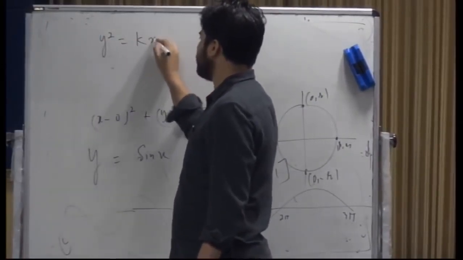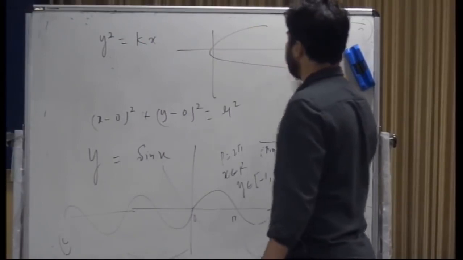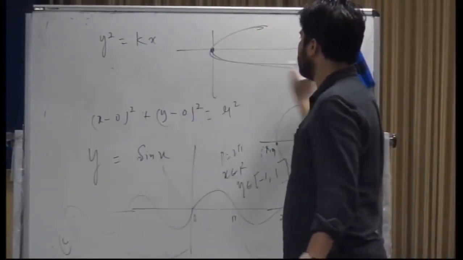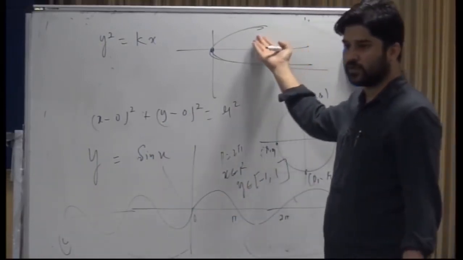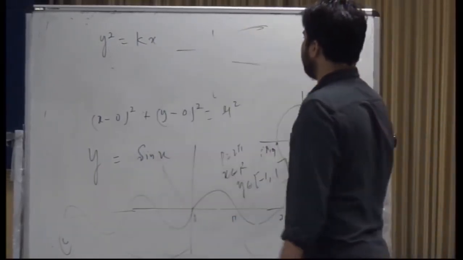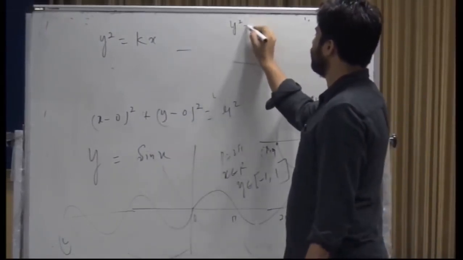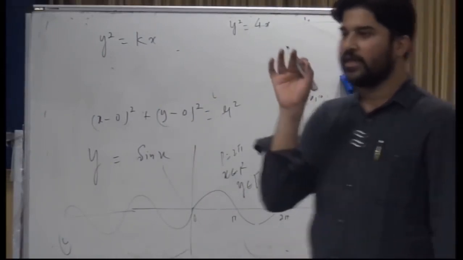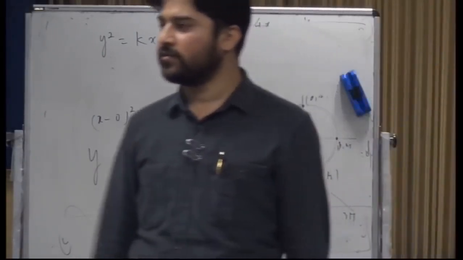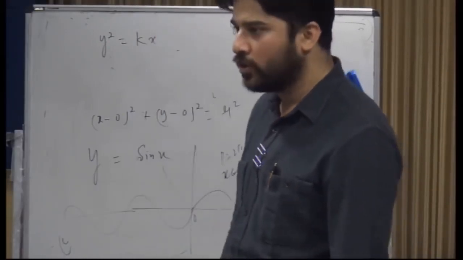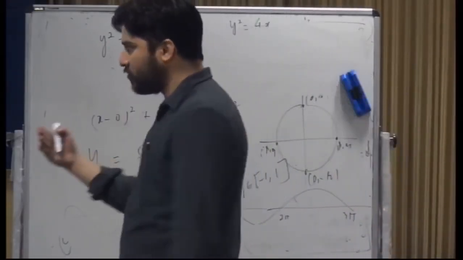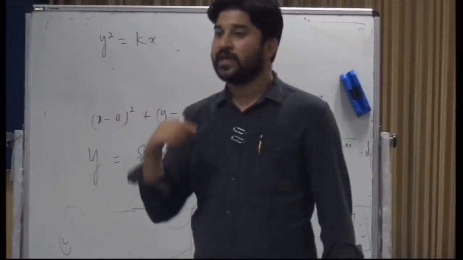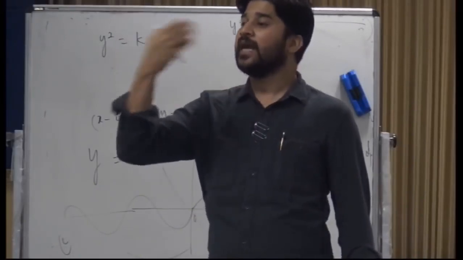y square is equal to kx means it's a parabola, whose vertex is lying on the origin, right? If k is positive, this is the graph. See, when I say y square is equal to kx, let's call it 4x. y square is equal to 4x, right? Now tell me, if you replace y by minus y, will it change? No. So when you put minus y in place of y, and you see no change, what does it mean? It means it is symmetric about the x axis.